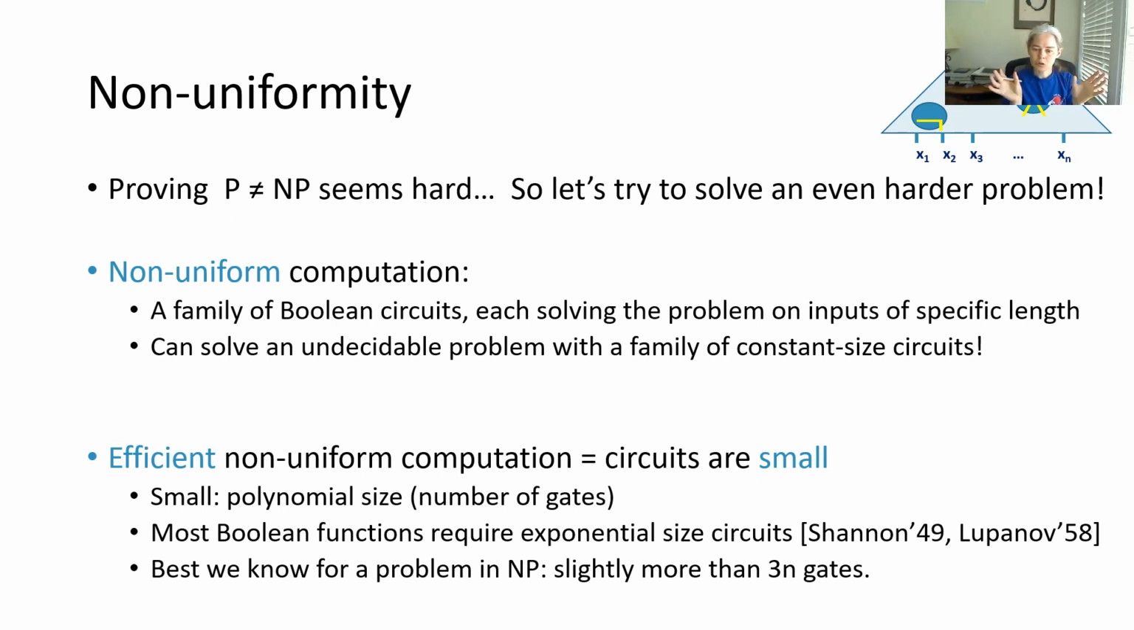But here's where it gets interesting. We don't know of any hard function in a reasonable complexity class. So for a problem in NP, satisfiability, the best lower bound we know is that satisfiability requires circuits with slightly more than 3n gates. By the way, it's a very active area of research. The slightly more gets improved by a decimal point every once in a while, and every time it's big news.